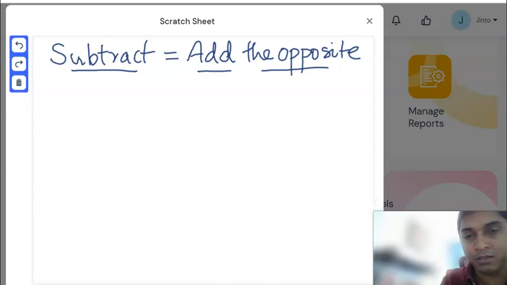Each subtraction is adding the opposite. That's the basic understanding you should have when you subtract integers. Okay, so let's understand what that is. Each subtraction is adding the opposite.